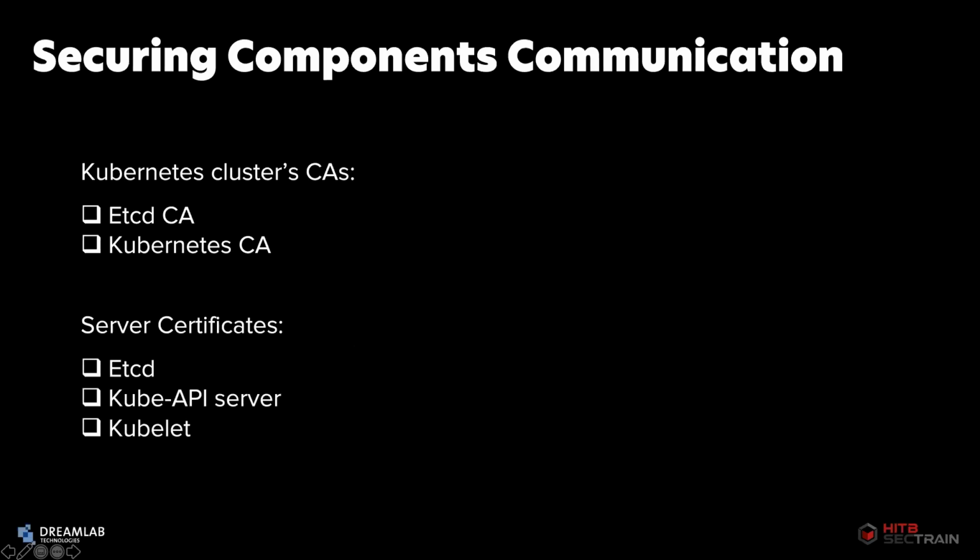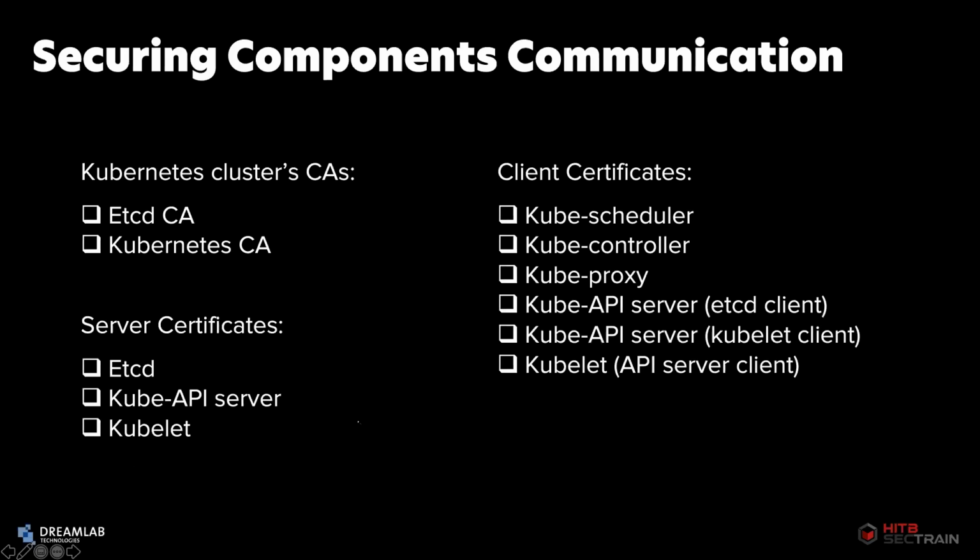And on one hand, we have the server certificates for the server components. We already saw this: the etcd, kube-apiserver, and kubelet need server certificates. And on the other hand, we have the client certificates: kube-scheduler, kube-controller, and kube-proxy to talk as clients. And then we have the kubelet client certificate to talk to the kube-apiserver as a client. And the kube-apiserver has the server certificate, but also two certificates as a client as well. One to talk to the etcd and one to talk to the kubelet. Let's see, I will not explain how to create the certificate for each one.